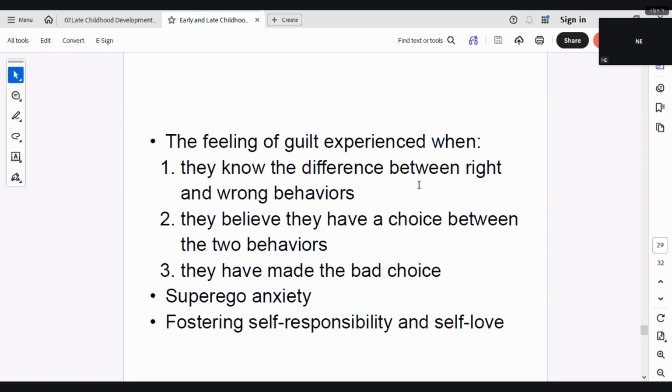First of all, they need to know the difference between right and wrong behaviors. So someone must have taught them that that's right and that's wrong, because if you don't teach them right and wrong, then this superego is never going to develop. Then they believe they have a choice between the two behaviors. So they know what's right and wrong, they did something that's wrong, and then they need to acknowledge that they made a bad choice.